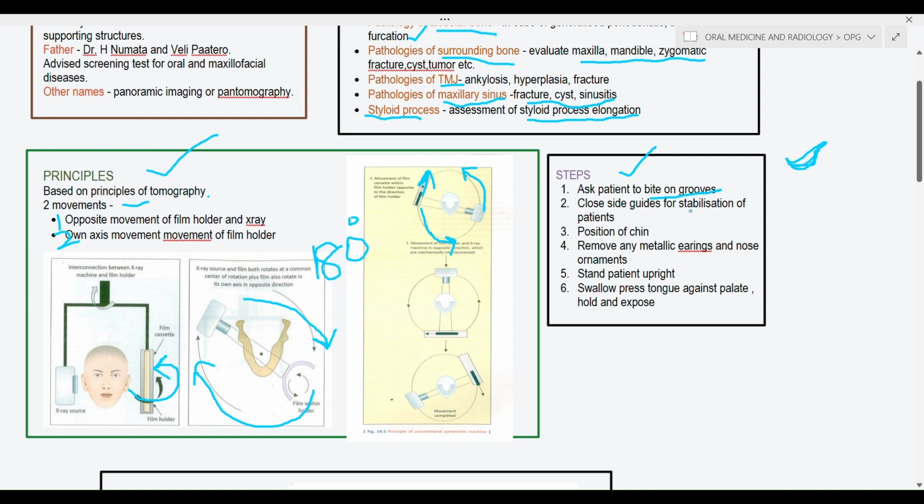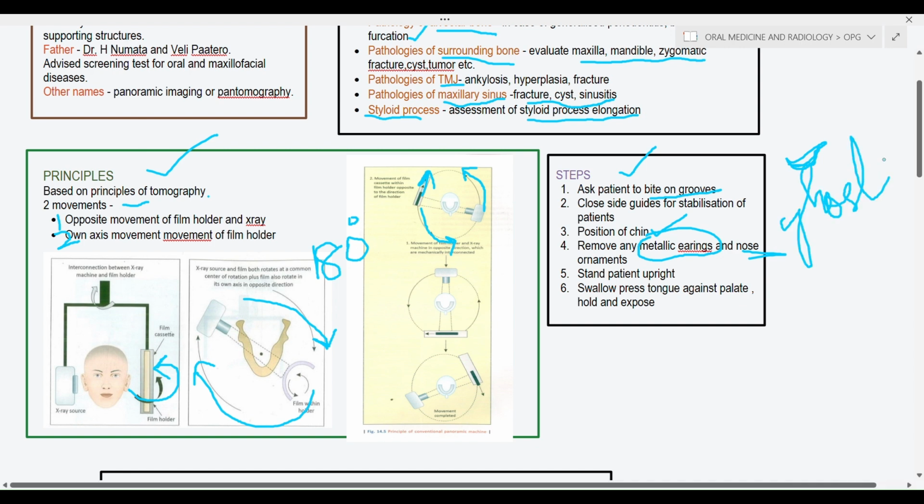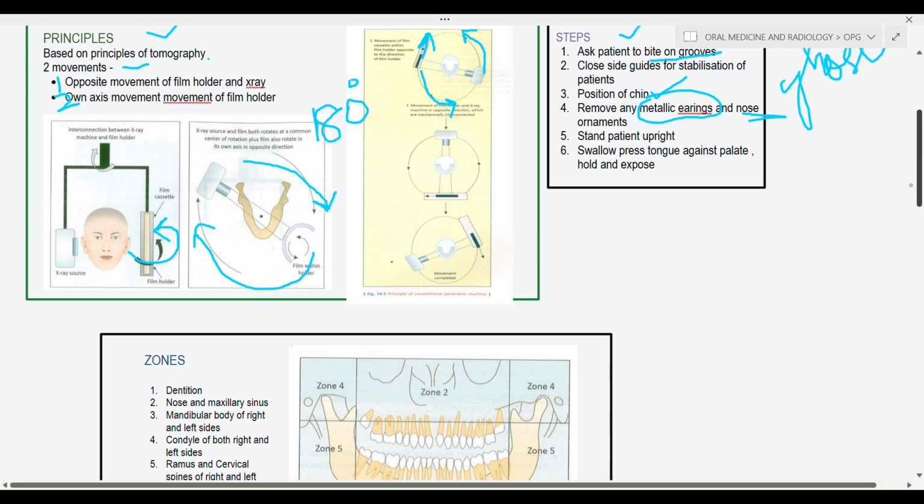Next one, the position of the chin. Chin should be correctly positioned to get an ideal OPG. Next, the most important thing, remove any metallic earrings and nose ornaments so as to avoid the formation of ghost imaging. In the coming section, I will give you a detailed idea about what ghost images are. Next, ask the patient to stand upright. Next one, ask the patient to swallow and press the tongue against the palate and hold, and then expose the patient to radiation. I hope you are clear with the steps.